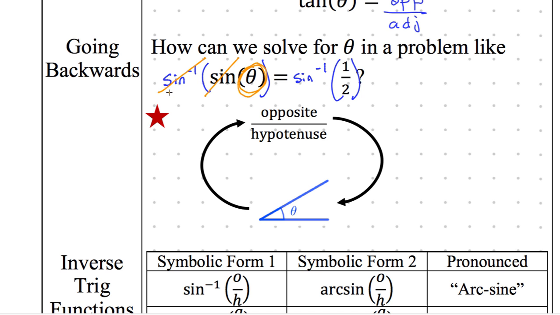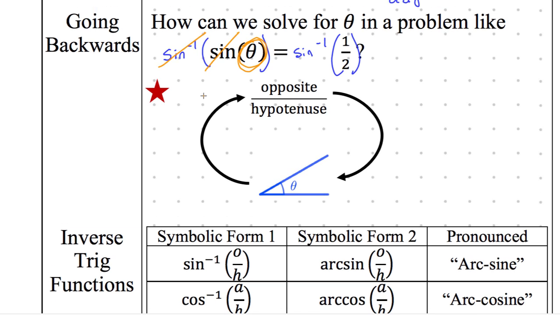So far, so good. This is the logic. This is something that we've done already. If I have an angle and I take sine of that angle, it will tell me the ratio, opposite over hypotenuse.